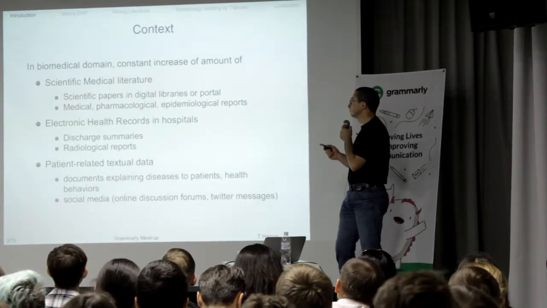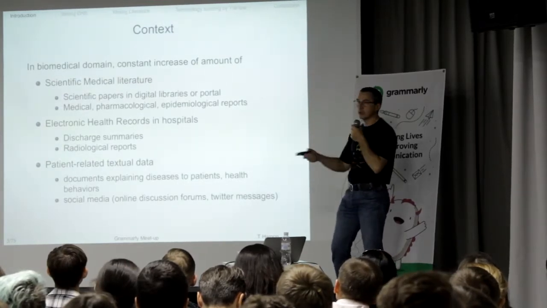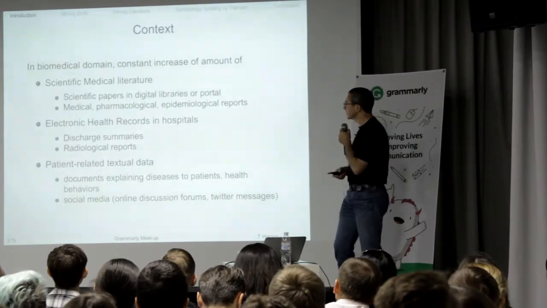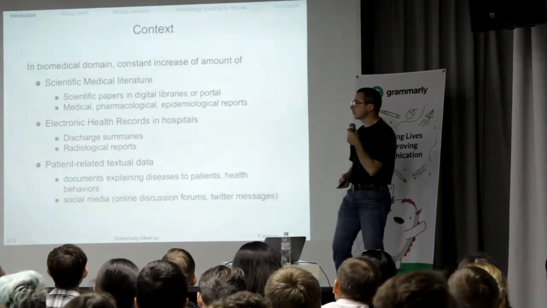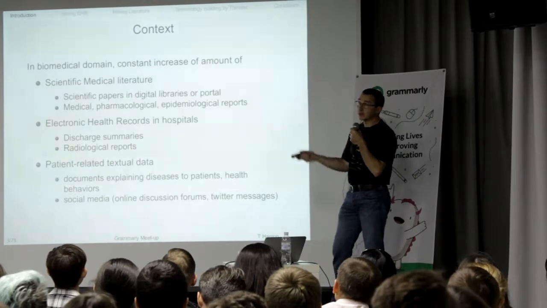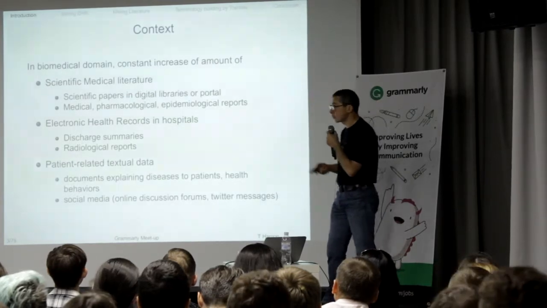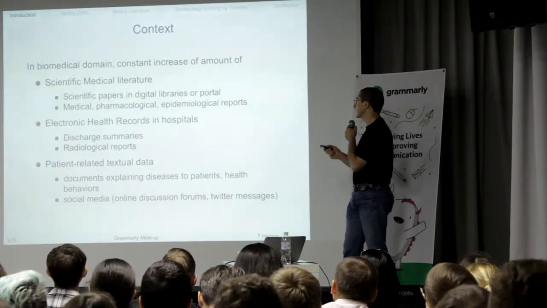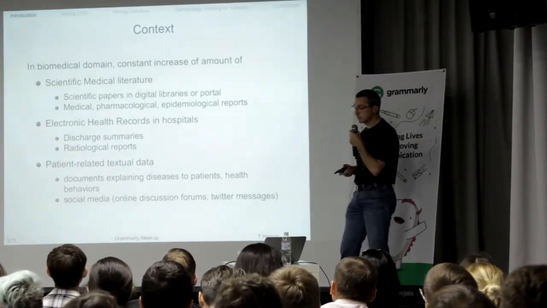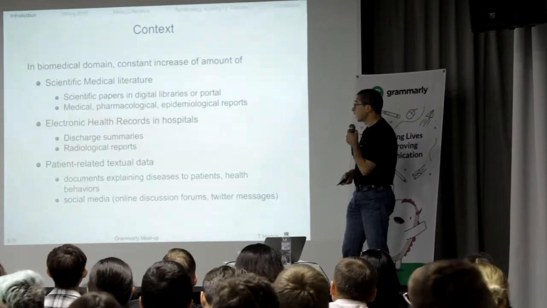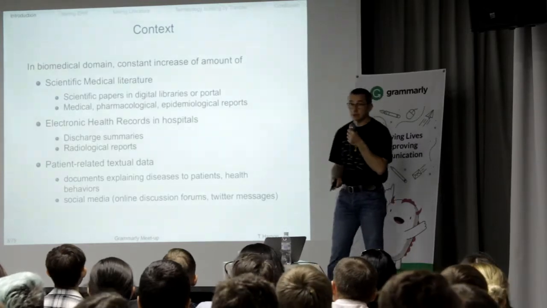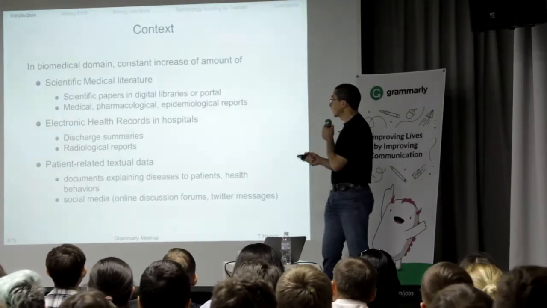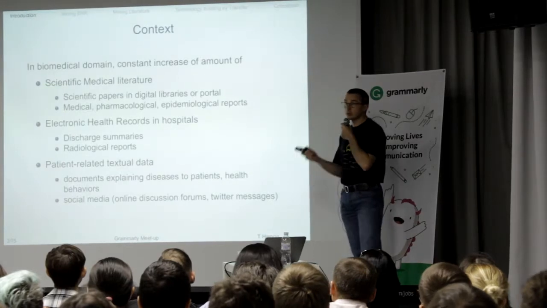There is a digital library where you can see all the scientific papers on the domain, and in fact on the domains, because there are several ones: medical domains, pharmacological domains, and also epidemiological reports. Textual data in the biomedical domain are also electronic health records in hospitals.